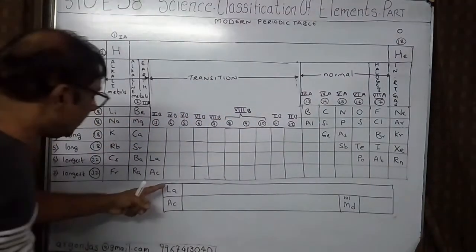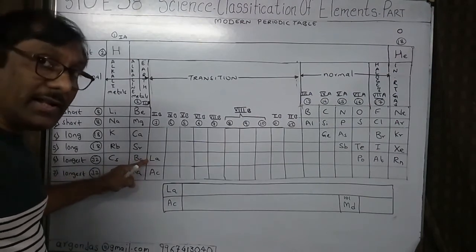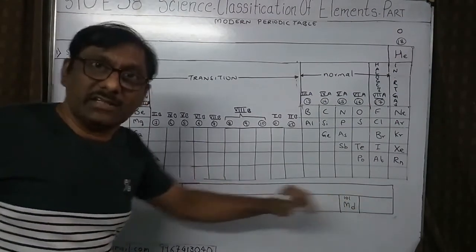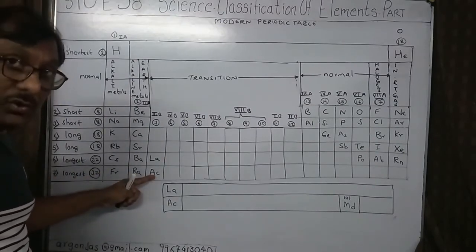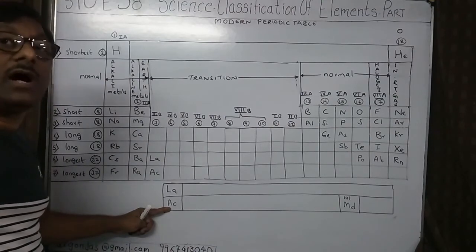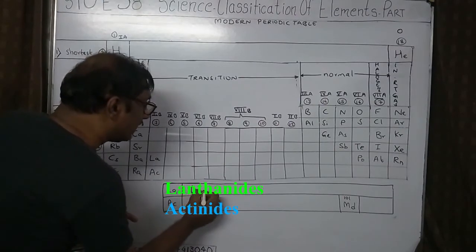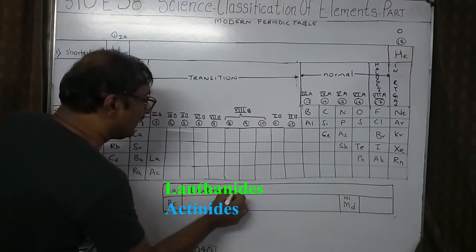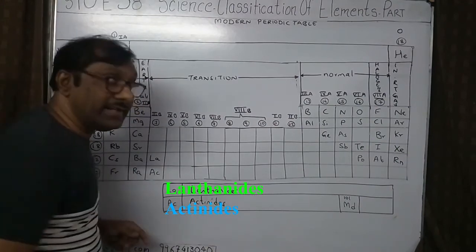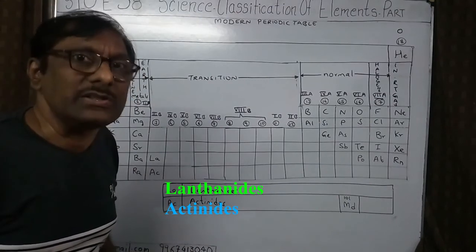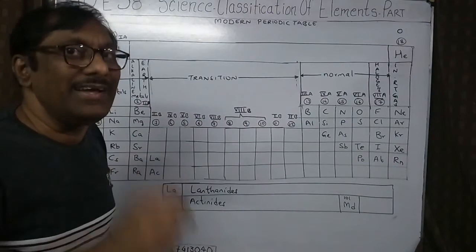Especially come over here, these two. Actually, this is the third B, and after lanthanum, many elements were discovered. And this particular actinium, which comes in the 7th period, B group, especially indicates all elements after actinium are called actinides, and all elements after lanthanum are called lanthanides. Actinides are radioactive elements, radioactive because they give out alpha, beta, gamma rays, right?